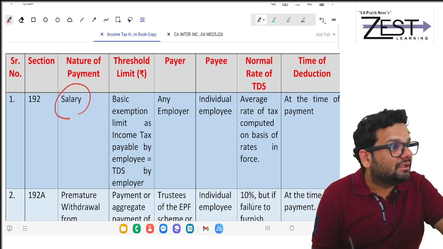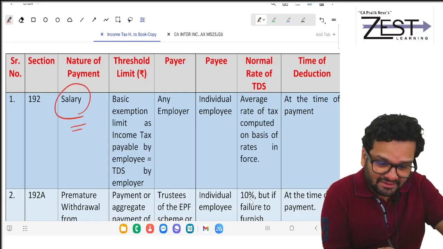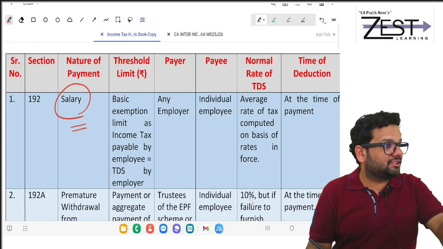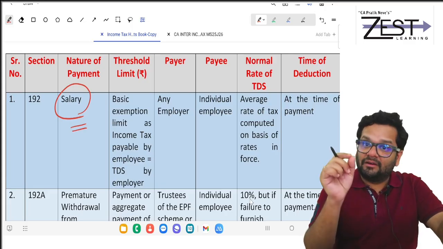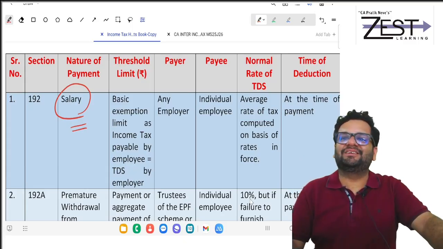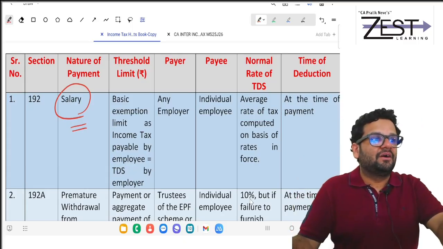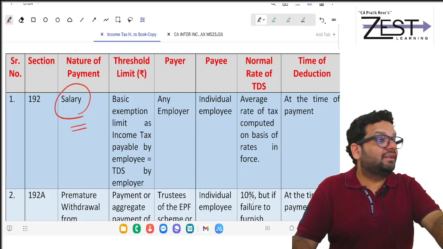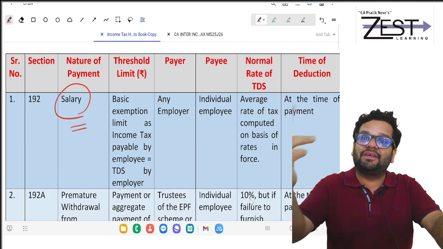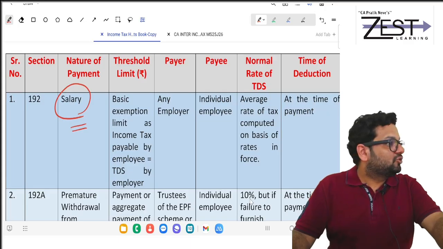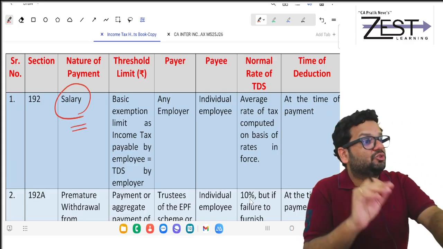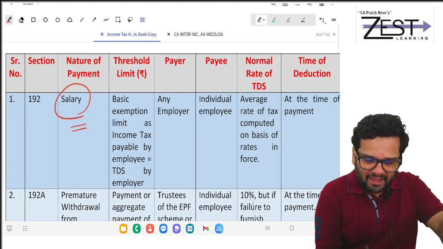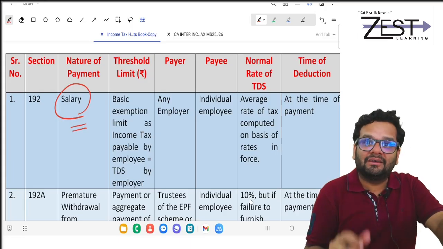Okay, so what is section 192? It is TDS on salary. This is such a section where the TDS percentage is not given, because the employer has access to all the income details of the employee. So what is the employer told? Employer is told to do TDS equal to the tax payable by the employee.